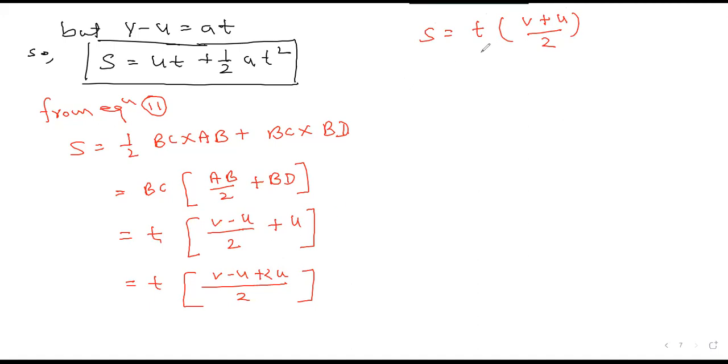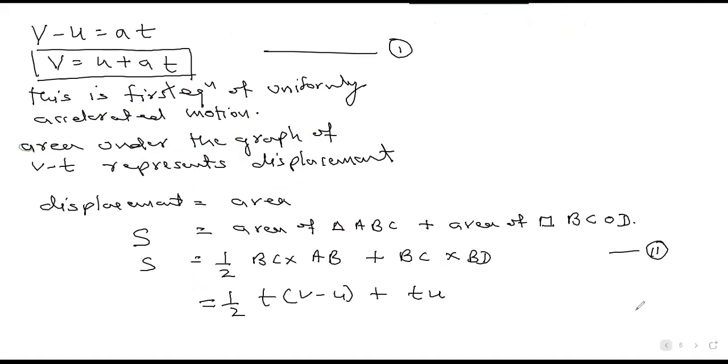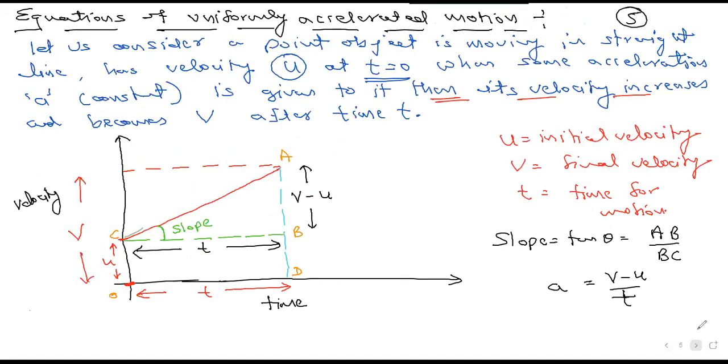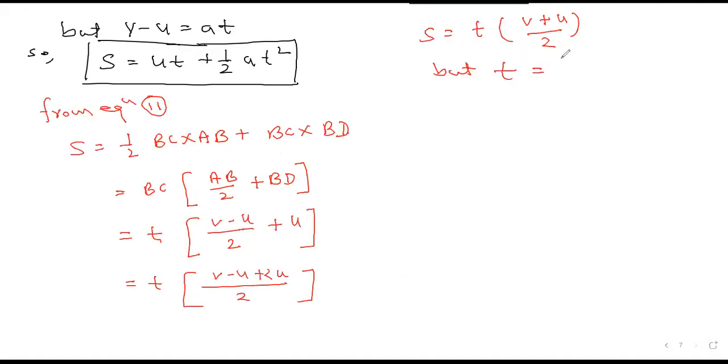You can see distance equals time into average speed, a new formula. But T equal to what, children? If I calculate the value of T, T equal to V minus U upon A. So S equal to V minus U upon A into V plus U upon 2. If you cross multiply, this is V square minus U square equal to 2as.